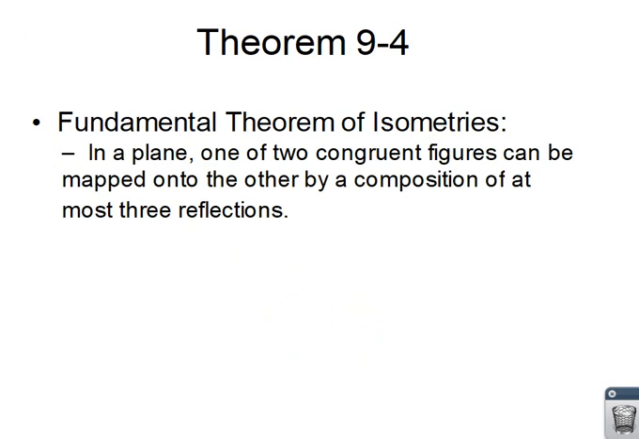Alright, and the fourth one, the fundamental theorem of isometries. There's a lot of fundamental theorems of a lot of things in math. This one just happens to be of isometries, where the preimage and the image are congruent. So in a plane, you can take one figure and map it onto the other. You can move it onto the other by a composition of at most 3 reflections. So I can take one triangle from one side of the graph and I can flip it no more than 3 times and get the other shape.